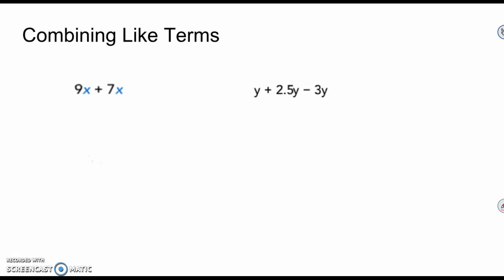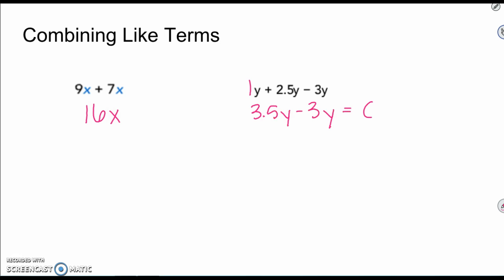To combine like terms, they do have to share the same variable. For example, 9x plus 7x. We just add 9 plus 7, which is 16, and include our variable of x. So 9x plus 7x equals 16x. If you see a variable by itself, the numerical value is 1. So this is 1y plus 2 and 5/10 y. That's 3 and 5/10 y. Minus 3y equals 5/10 y.